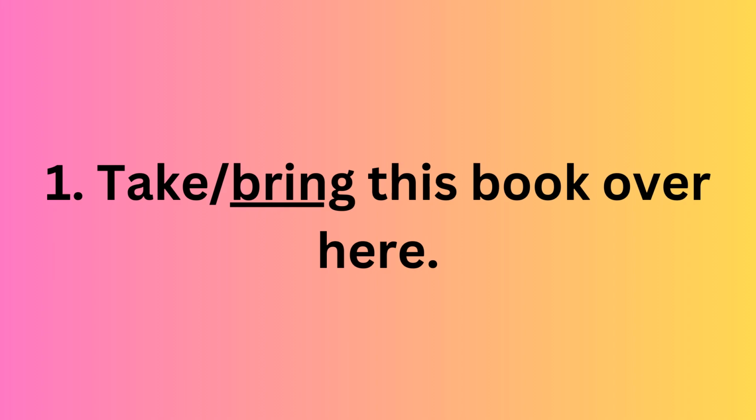Now let's look at the verb take. We use take when we're talking about movement of an object away from the speaker. So if we were to use take, we would say, take this book over there. So the book is not going towards the speaker, but is going away from the speaker. I'm sure you've noticed that these verbs are complete opposite of each other as they are going in two different directions.